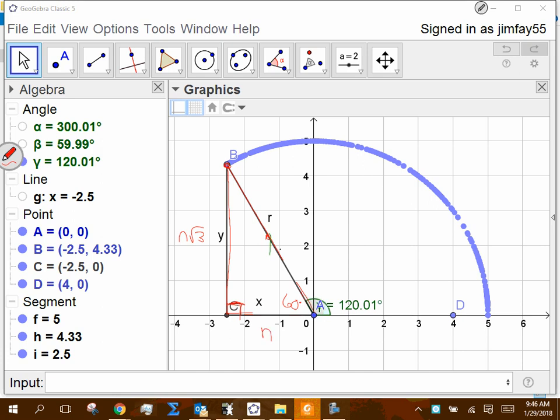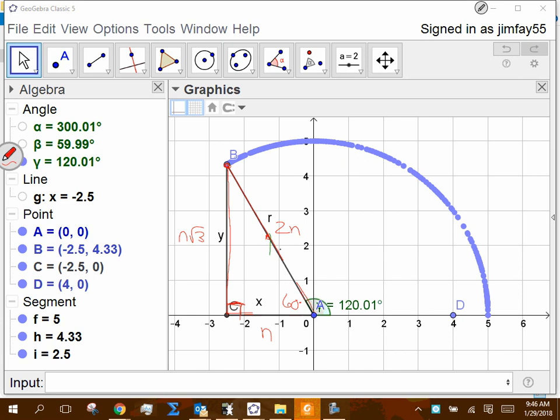Careful. Across from 30 is always going to be your smallest side, right? Across from your smallest angle is always your smallest side. And then your hypotenuse is always your biggest side. Your hypotenuse is 2n. So our 2n would have been 5. So n would have been 5 halves, right? That's kind of ugly numbers. That's why I didn't want to deal with it.